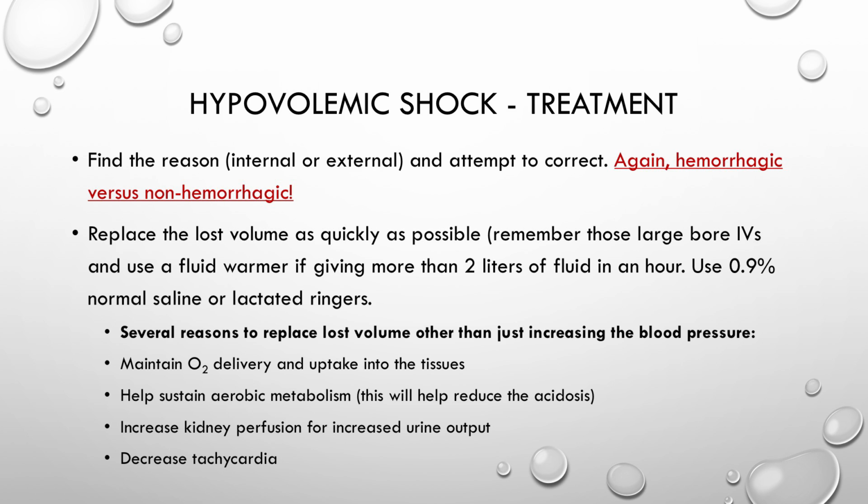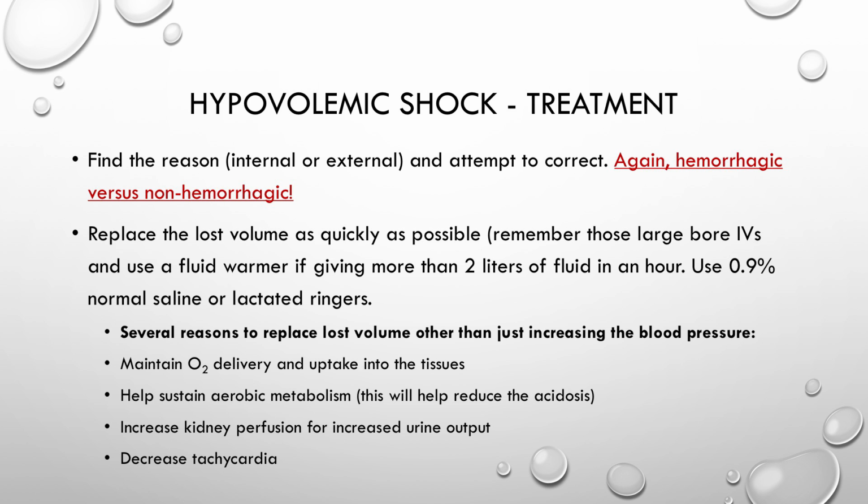So what are the treatments in hypovolemic shock? Again, you need to determine if it's hemorrhagic versus non-hemorrhagic. So you want to find the reason and attempt to correct it. That is your main goal, first of all. Secondly, you want to replace the lost volume as quickly as possible. Remember those large bore IVs, and use a fluid warmer if you're going to give more than 2 liters of fluid in an hour. Use 0.9% saline or lactated Ringer's.